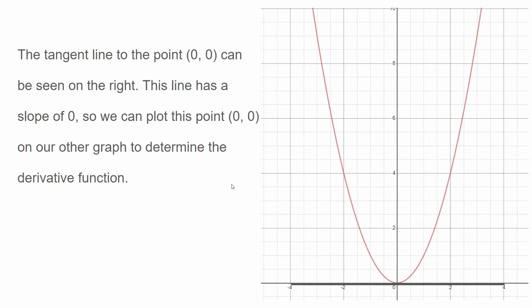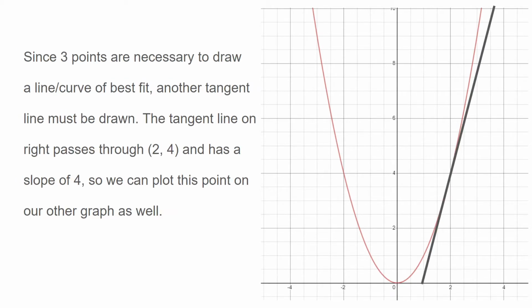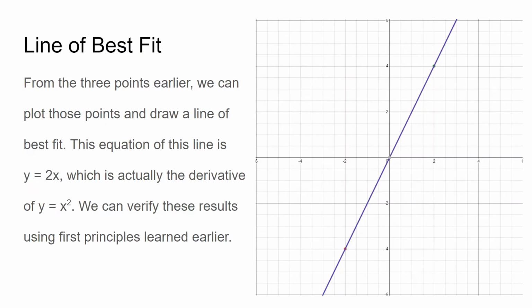So in this graph on the right, I drew a tangent line to the point 0, 0, and this line has a slope of 0. So we can plot the point 0, 0 on the other graph we had to determine the derivative function. And since 3 points are necessary to draw a line or curve of best fit, another tangent line must be drawn, and I drew the tangent line at the point 2, 4, and this line has a slope of 4. So we can plot the point 2, 4 on the other graph.